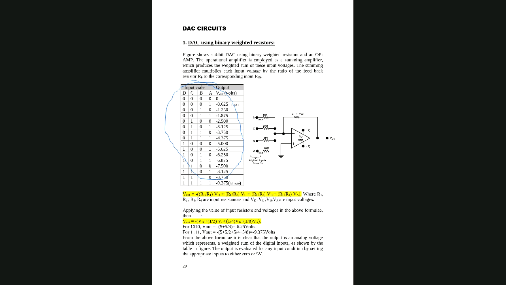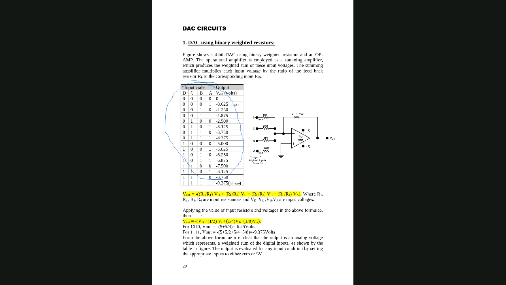If I have 0010 input, what will happen now? V out, what will happen? Now here, Vd will be 0, Vc will be 0, and Va will be 0, right? So we have minus 1 by 4, what we have with the B, we have 1 by 4, right? 1 by 4 times 5 volt. Why 5 volt? The others are 0, right? Only VB is 1, the others are 0, and so on.